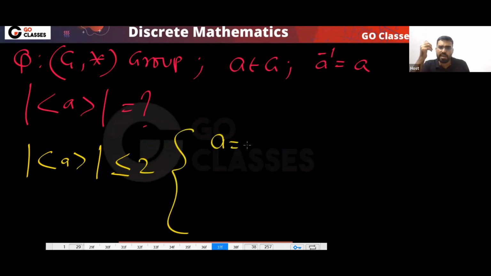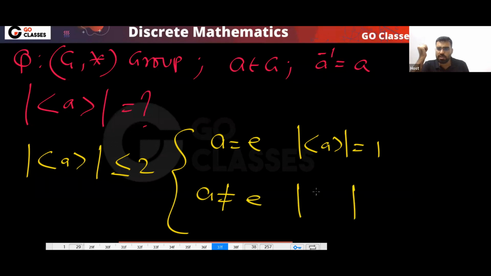Because if A is equal to E, then the cardinality of the subgroup generated by A will be only 1. And if A is not equal to E, then it will be 2. It cannot be 0, because every group should be non-empty. At least you must have the identity element, right? So no subgroup is empty. Never take empty, because at least the identity element must be there.